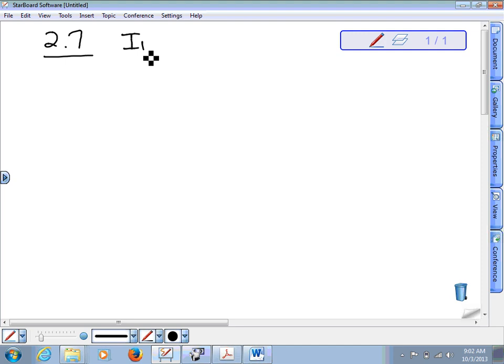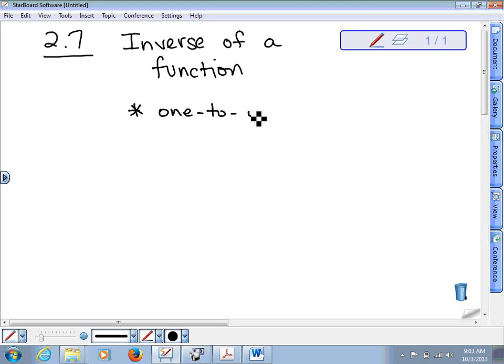2.7 is the inverse of a function. Okay. We have to talk about what it means to be one-to-one first, and then we're going to talk about how to find the inverse.